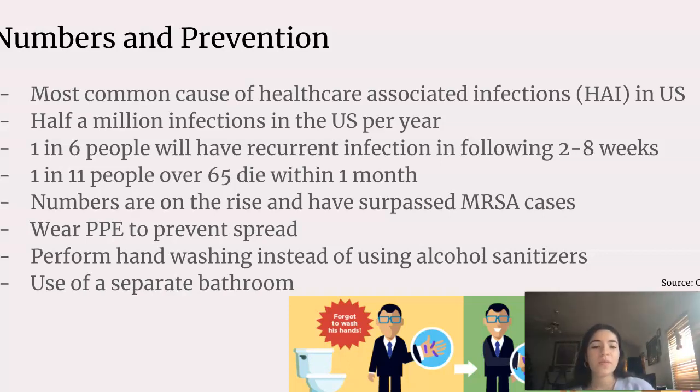And some of the ways that we can prevent it, the best ways are using PPE, such as gloves and gowns, and the most important one is washing your hands instead of using alcohol sanitizers. This is because by using alcohol sanitizers, you're not killing the spores. You need to perform hand washing because this mechanical action will wash away the spores. And then also, if you have CDI infection, use a separate bathroom since you're having watery diarrhea and you don't want to infect others. Okay, and so here's a picture of someone forgetting to wash their hands. They can spread it to someone else, and then by the fecal oral route, it'll enter their GI tract.